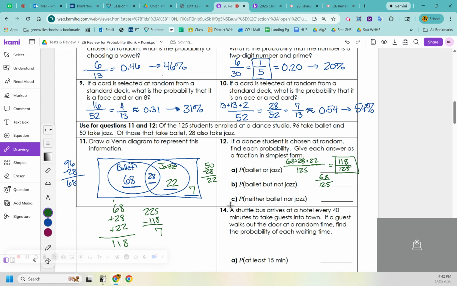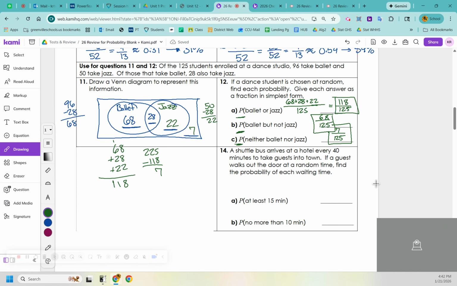Neither ballet nor jazz, that's the 7 on the outside. 7 out of 125. Remember, probability can never be more than 1, so these always have to be fractions or decimals, but they can't be over 1 even if you simplify it. Okay.